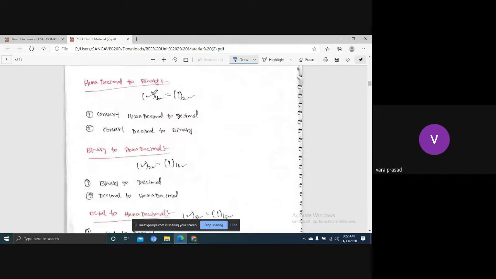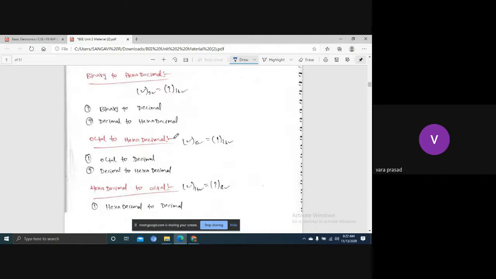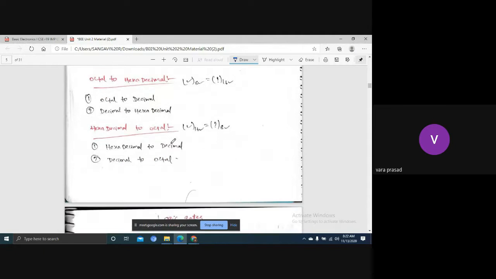Next, hexadecimal to binary. Same way, mediator: our bridge is decimal. Binary to hexadecimal, octal to hexadecimal, hexadecimal to octal. I'm expecting questions from here also. Please keep in mind, if you get such types of questions, you will get full marks.